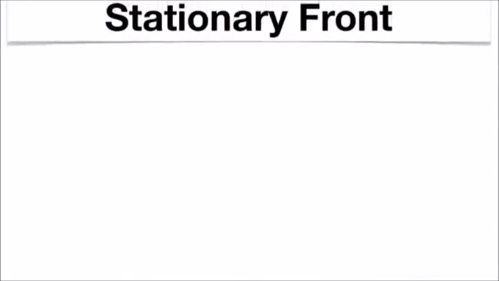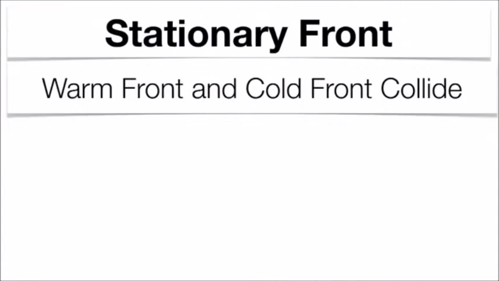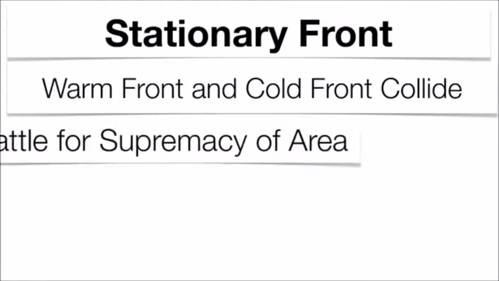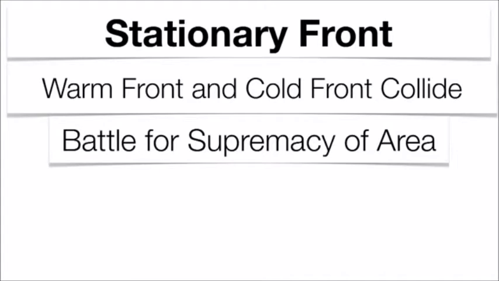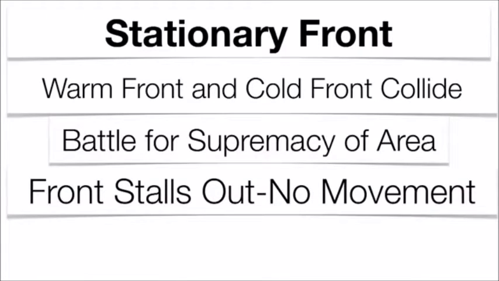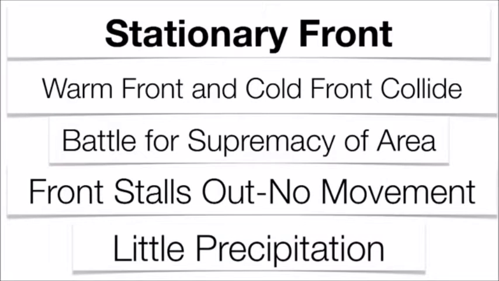The last type of front is what we call a stationary front. And this is where a warm front and cold front are going to collide together. They kind of battle for supremacy, so they kind of stall out and they don't move until one of the fronts actually weakens. And you tend to get a little precipitation here because warm air does rise up a little bit, but they are battling for supremacy of the area.